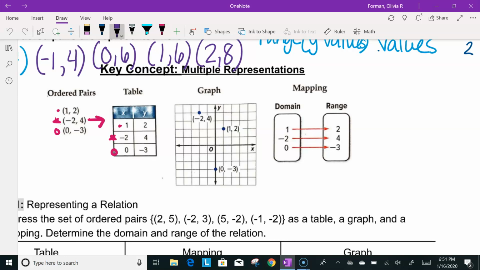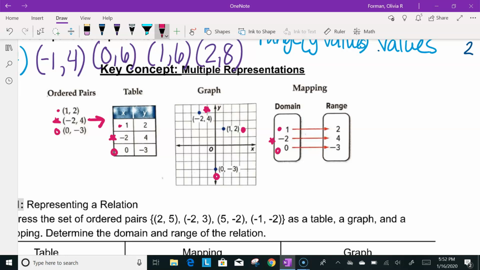You go over to the graph, 1, 2, we see that right here. Okay. So we see it again, 1, 2 is right here. -2, 4 is this point right here, and 0, -3 is down here, okay? And then we look at the mapping diagram. Here's your 1, it shows it goes to 2. Here's the -2, 4, and then here's the 0, -3.